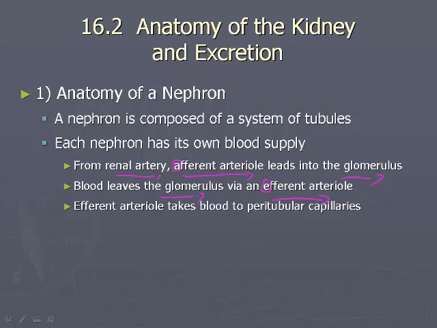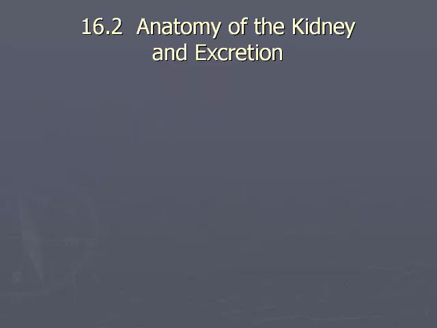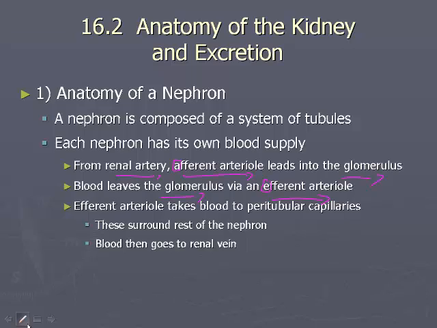And then that efferent arteriole takes it to the peritubular capillaries, which doesn't mean anything to you yet. And these are the capillaries that surround the rest of the nephrons for more filtering, which we'll see. And then it ends up going out through the renal vein, which will take it back to the inferior vena cava and out back to the heart. So you might want to pause it. I'm going nice and slow for you before we move on.